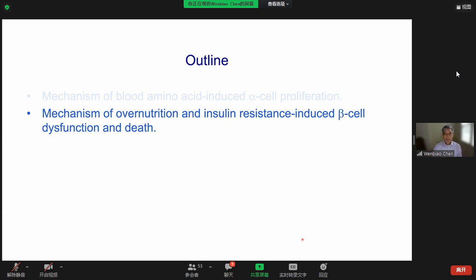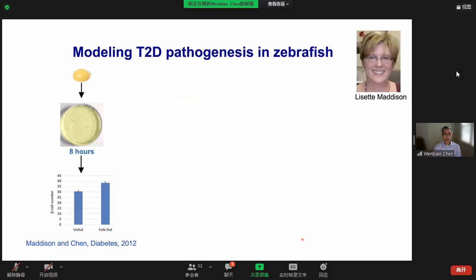And so this is our first attempt trying to model diabetes in zebrafish, especially type 2 related diabetes. And this was done by my first postdoc, Nizat Madison. And she tried to test if zebrafish have compensation and decompensation. And she used a nutrient approach, a diet approach, and also a genetic approach.